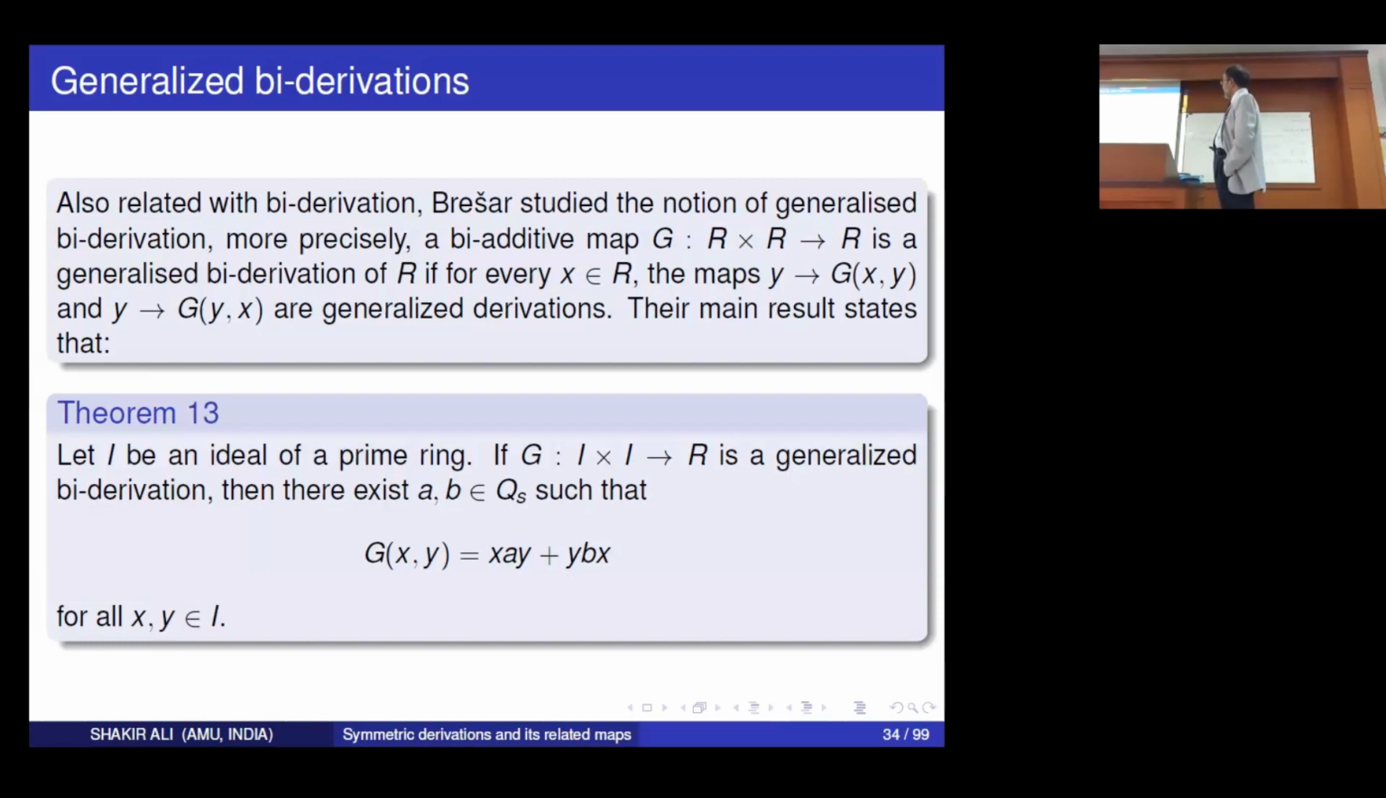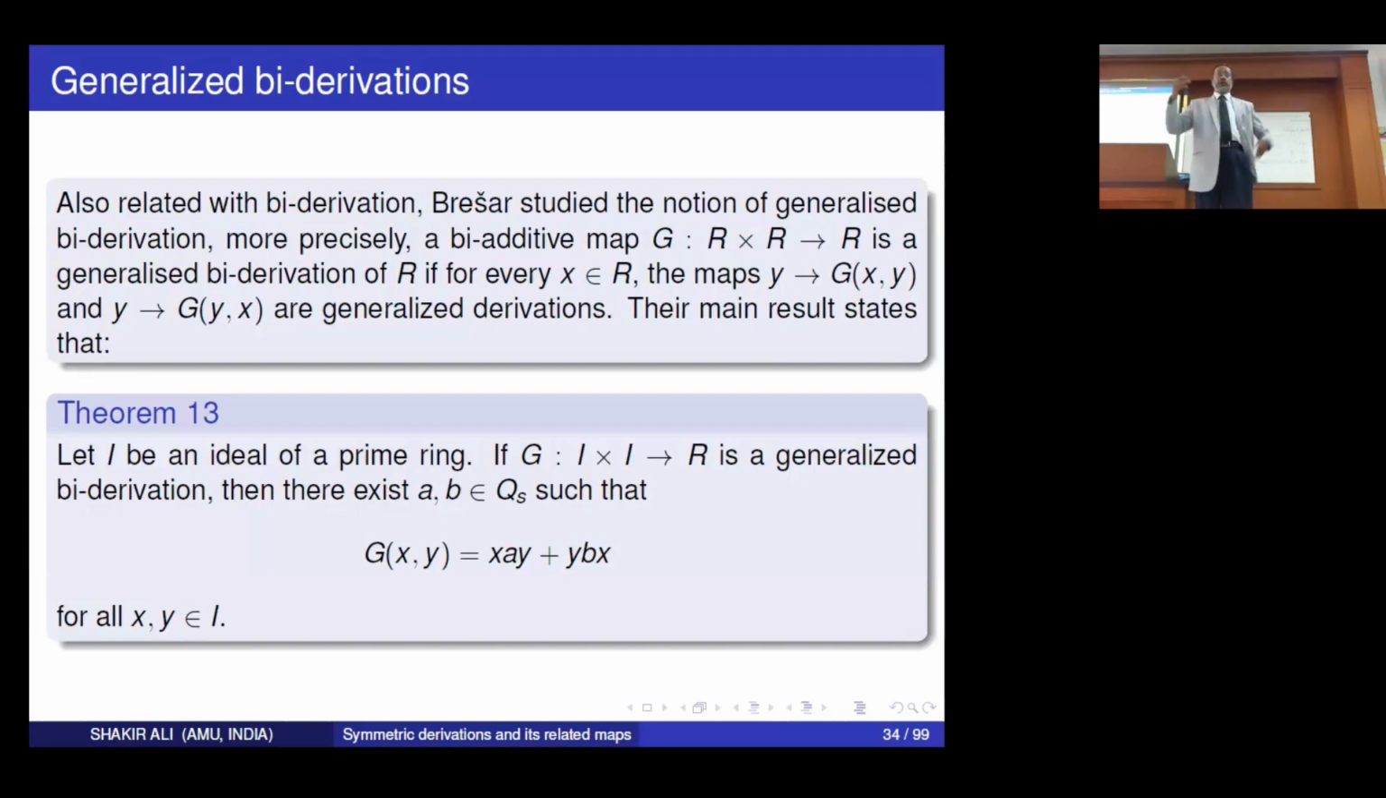Okay, and the key result is: let I be a non-zero ideal of a prime ring R, and G from I cross I to R is a generalized biderivation. Then there exists an element in the symmetric decomposition, and then this G looks like this. So it's a very beautiful characterization of biderivation in terms of the prime ring.